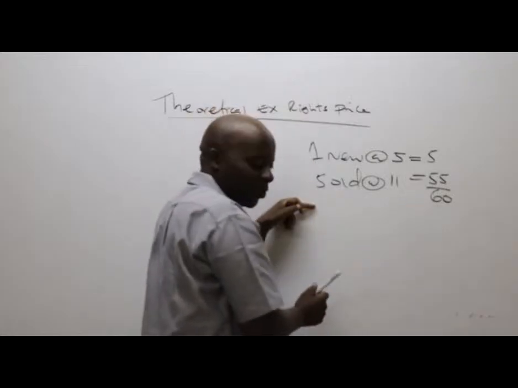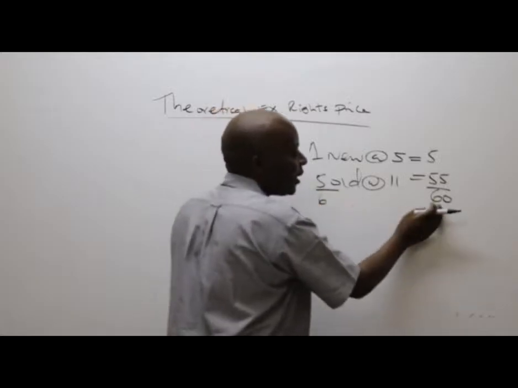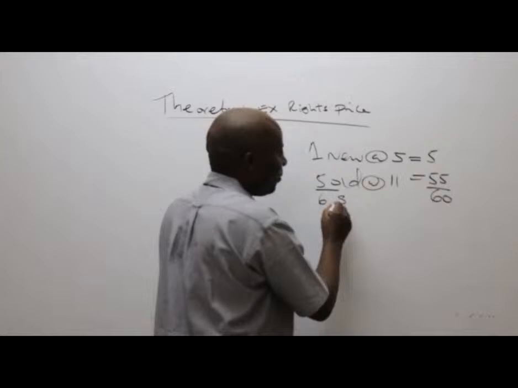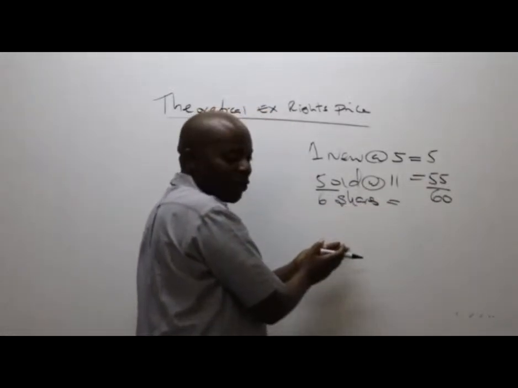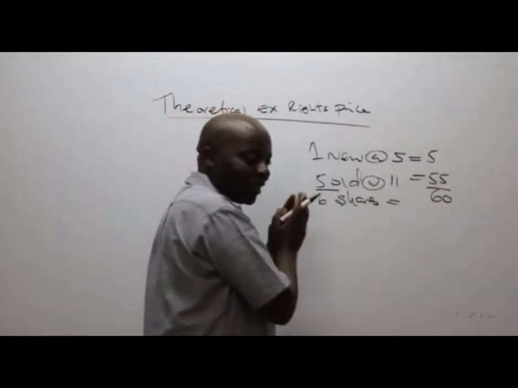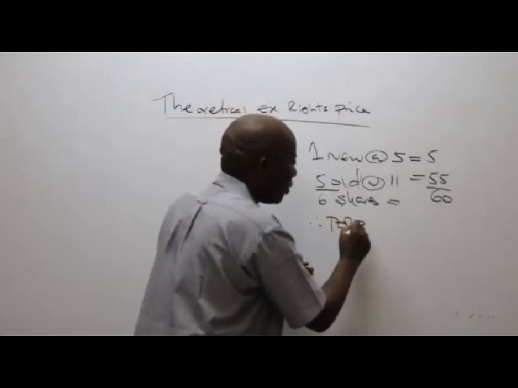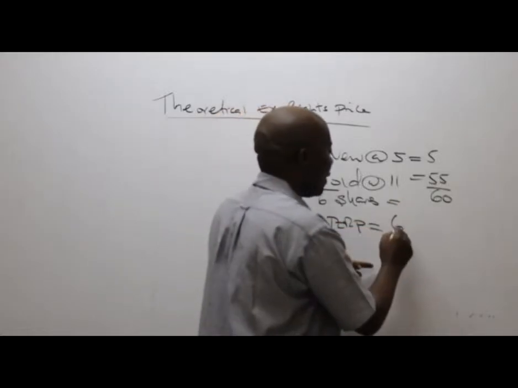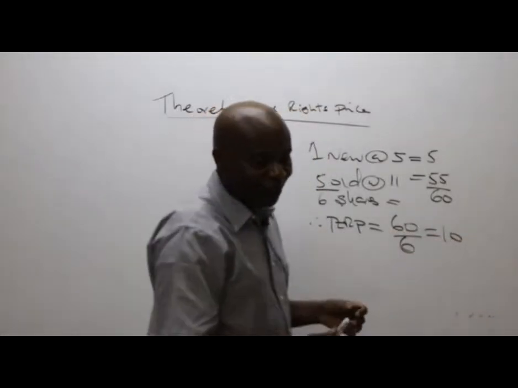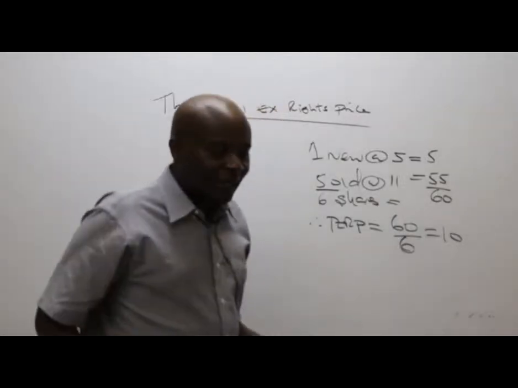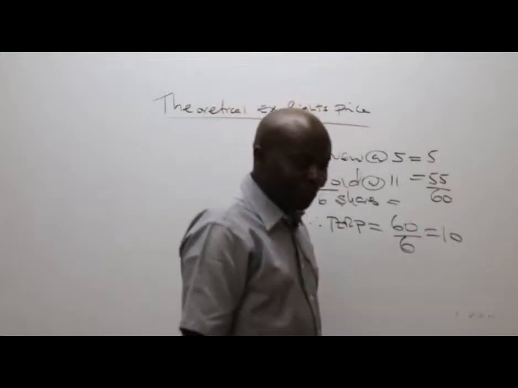But now how many shares do we have in total? 6. So we are saying that 6 shares are worth 60 bob. Then how about 1 share? Once you give us that 1 share, you are giving us the theoretical ex-rights price. Therefore, the theoretical ex-rights price will be 60 divided by 6, which gives us 10. The theoretical ex-rights price is 10. That is so important to me.